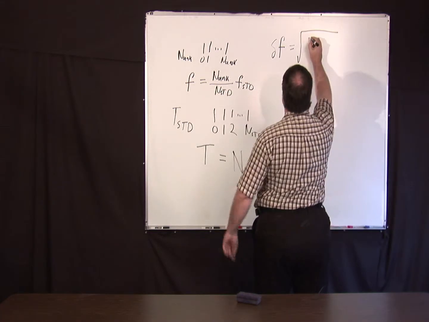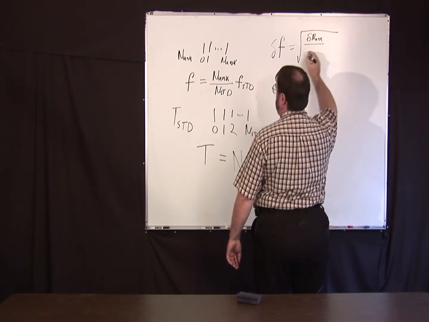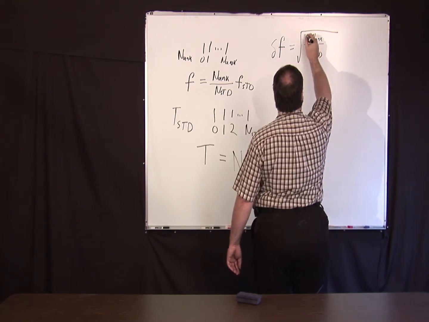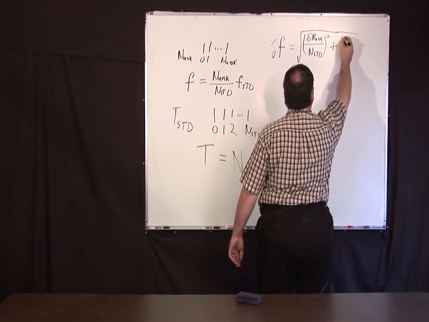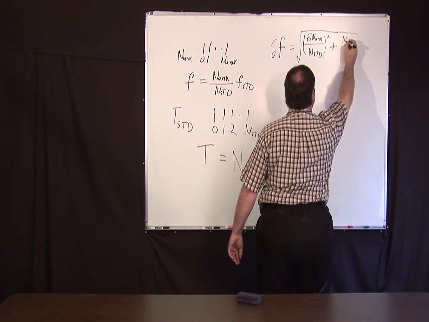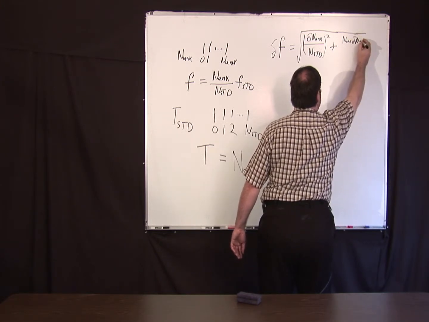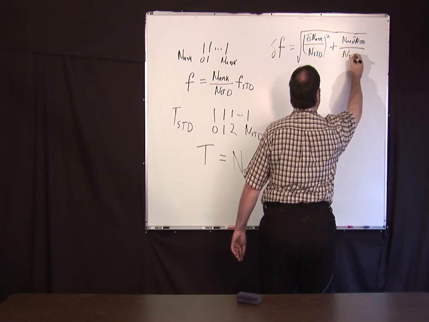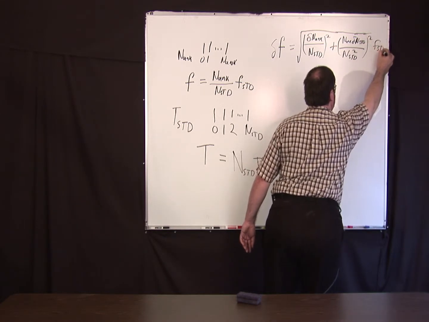Derivative of this, so it's delta n unknown over n standard squared, plus n unknown delta n standard over n standard squared. So this is squared times the frequency of the standard.